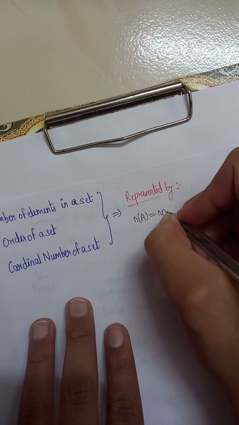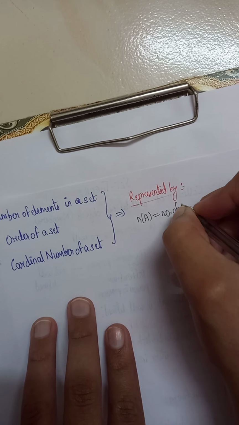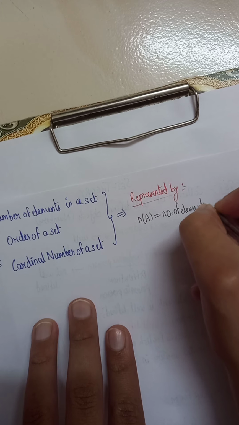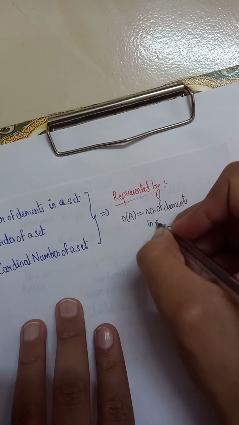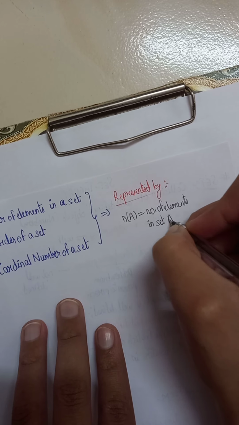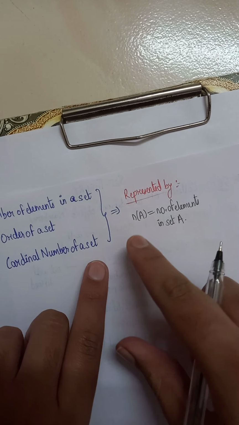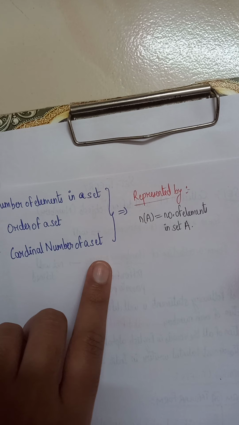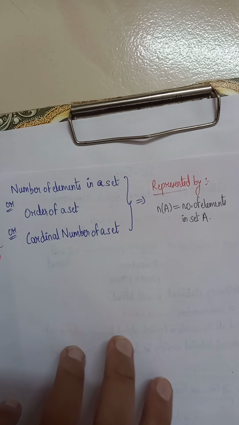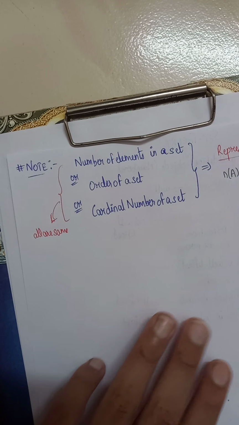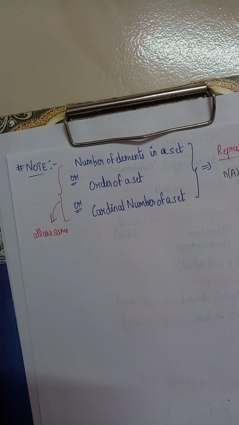That is the number of elements in set A. So if I write n of B, then it's the number of elements in set B, and if I write n of C, then it's the number of elements in set C. Moving on to the next, that is important symbols.